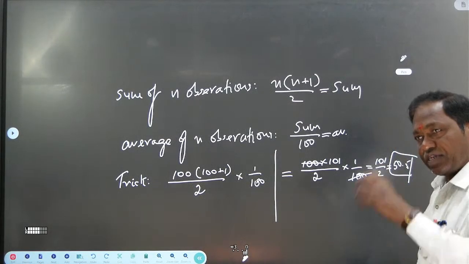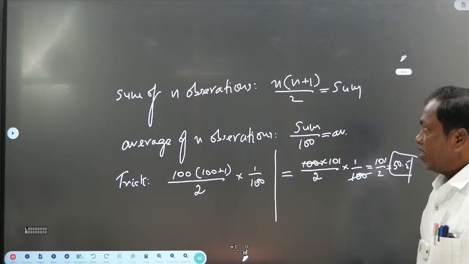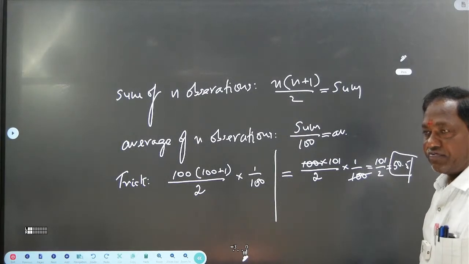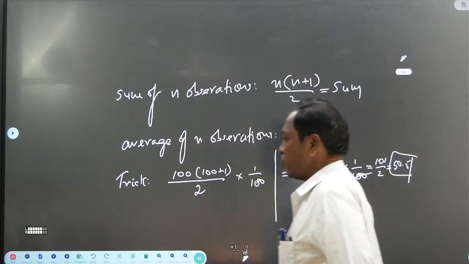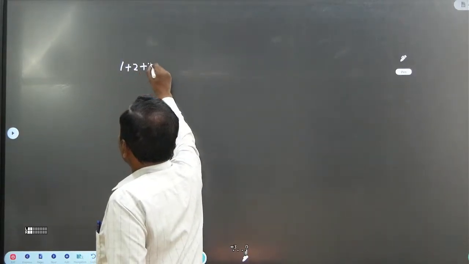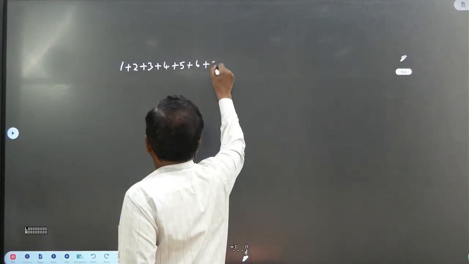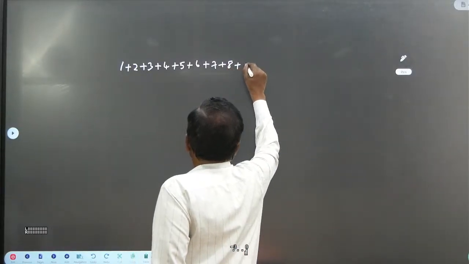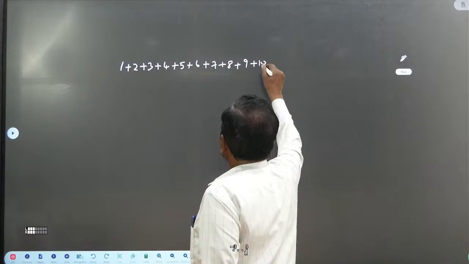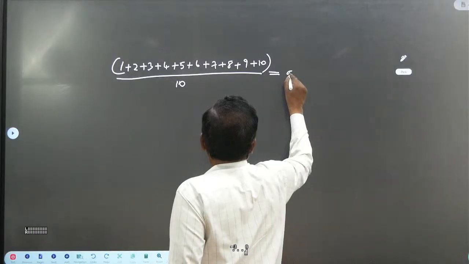This is also a very lengthy process. This is the traditional process, and in some places we need this, but not always. What is the shortest form? When it talks about consecutive natural numbers, for example 1 plus 2 plus 3 plus 4 plus 5 plus 6 plus 7 plus 8 plus 9 plus 10, if you take 10 numbers, you will get the average.